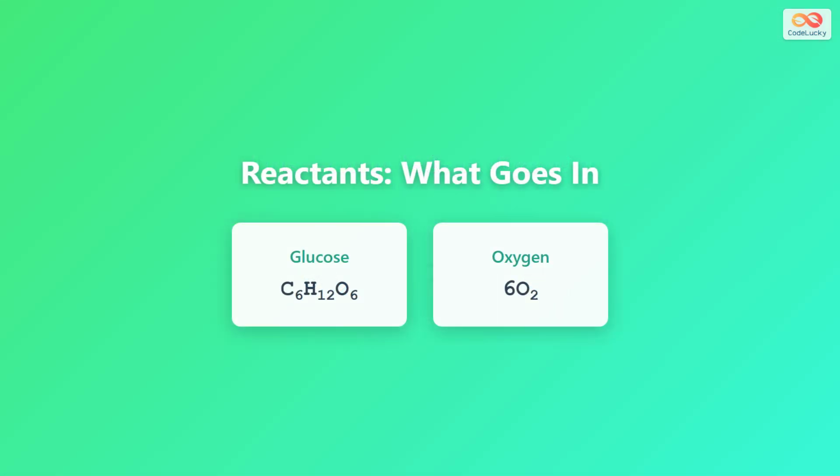Let's focus on the reactants, which are the substances that go into the reaction. First, we have glucose, written as C₆H₁₂O₆. This is a sugar molecule with 6 carbon atoms, 12 hydrogen atoms, and 6 oxygen atoms. We get glucose primarily from the food we eat, especially carbohydrates. Second, we need oxygen, written as 6O₂. This means 6 molecules of oxygen gas, which we breathe in from the air. Without oxygen, this particular type of respiration, called aerobic respiration, cannot occur.